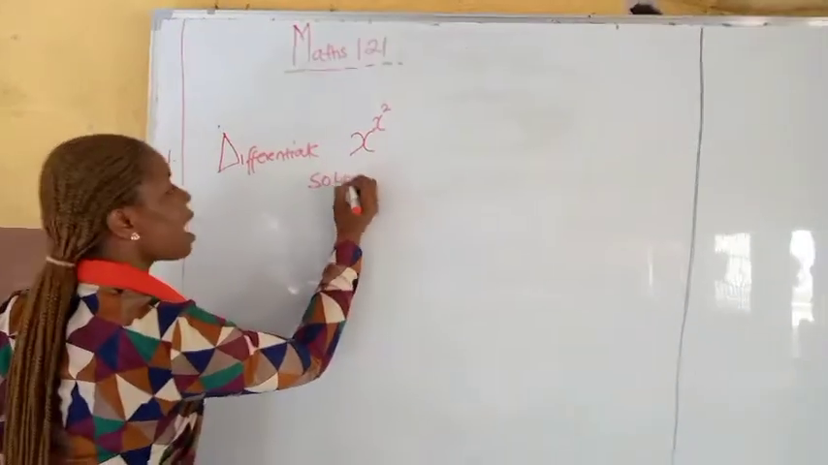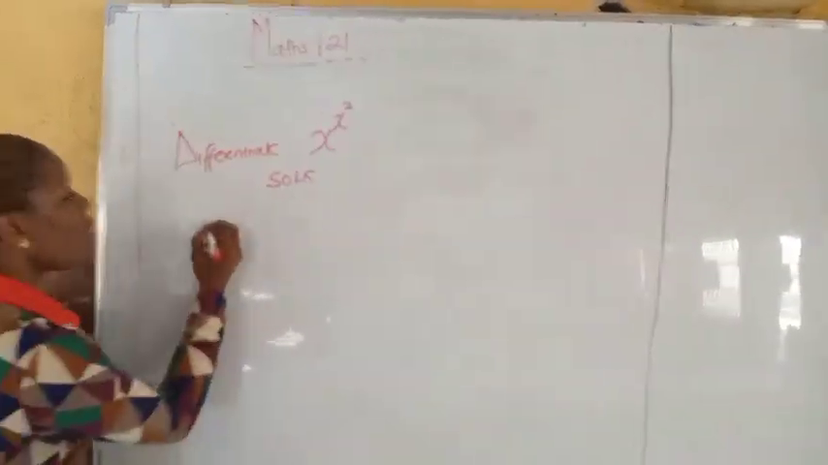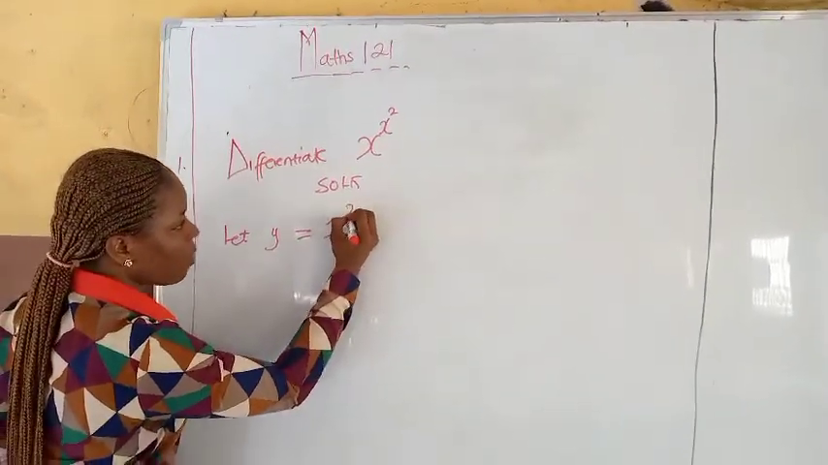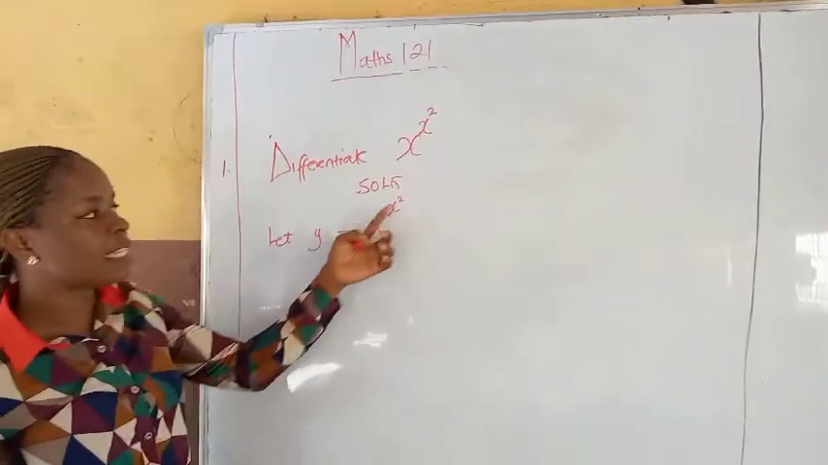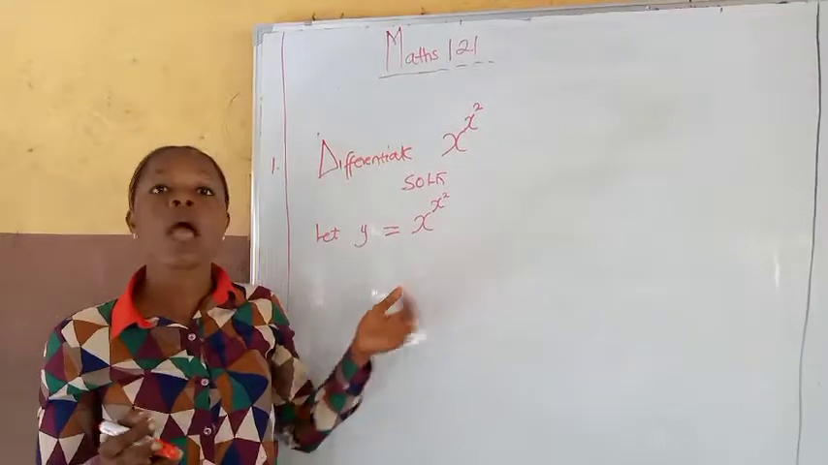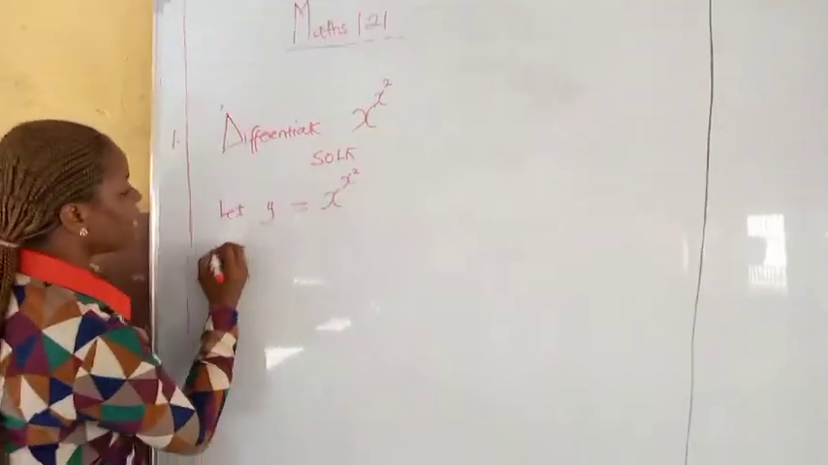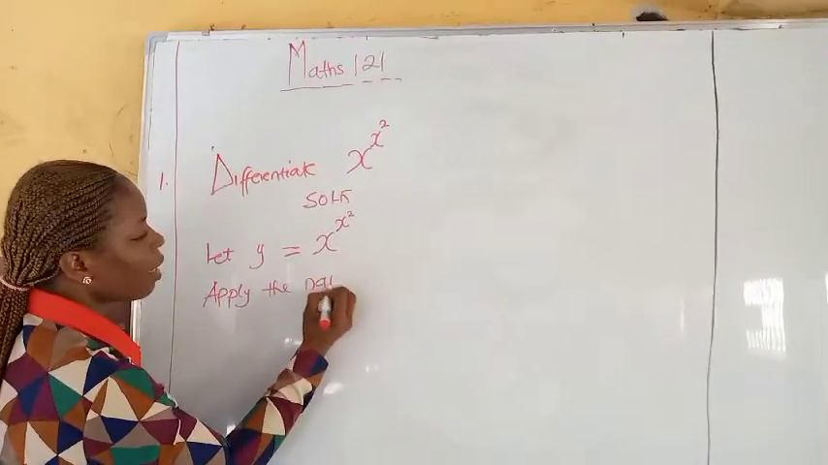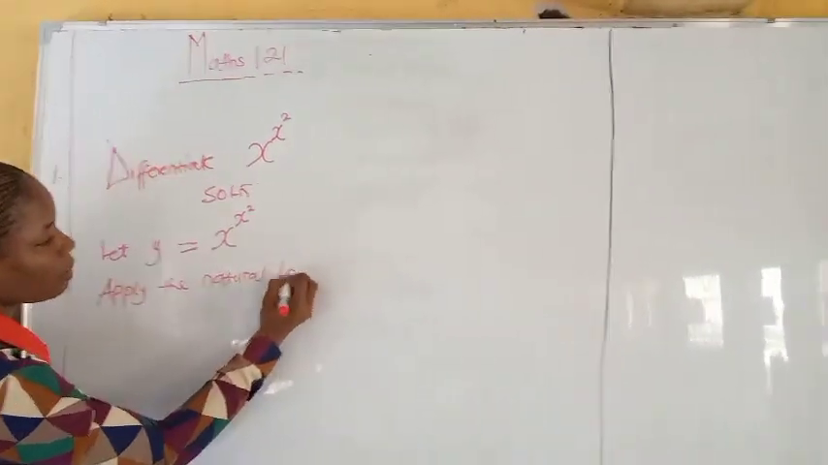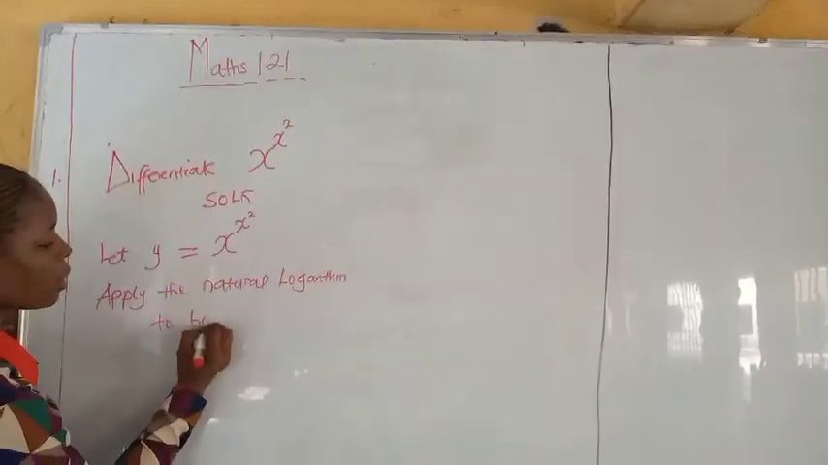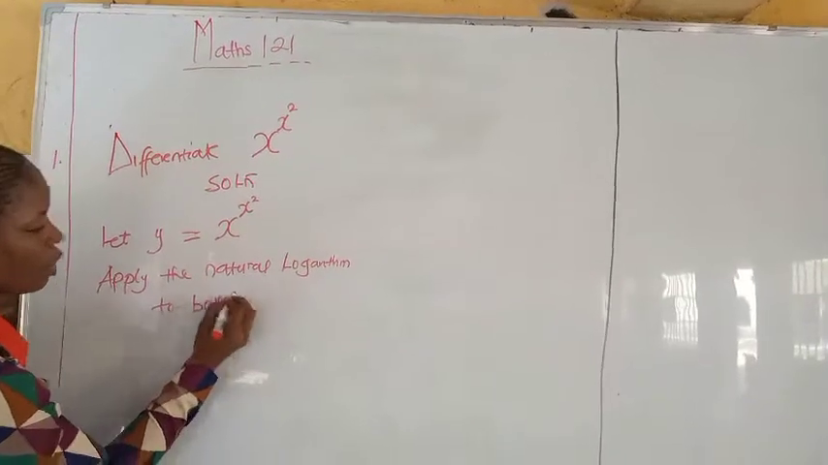When you have a function like this, the first thing you have to do, because you are asked to find dy/dx of this function, is to say let your y be equal to x raised to the power of x squared. Looking at this power, you have to apply the natural logarithm to both sides.